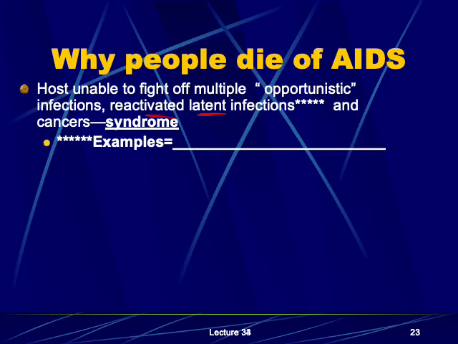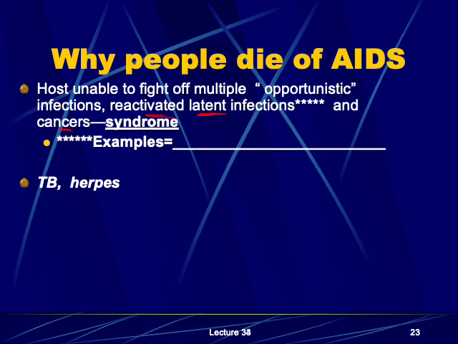And also, some examples of things that go latent that, once you become immunocompromised, can become active. What are some examples? Thinking back. TB, herpes, just some examples. And also, how about cancer?